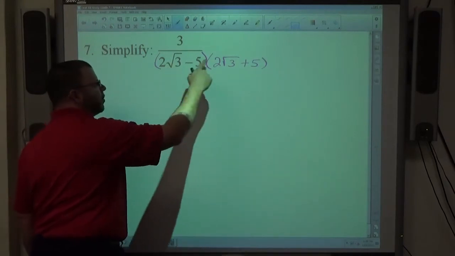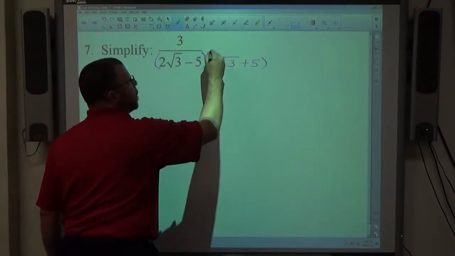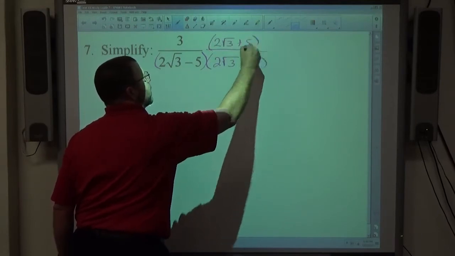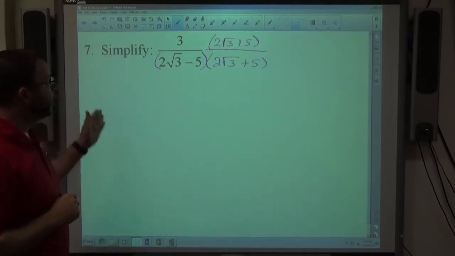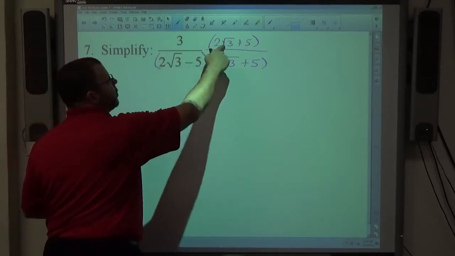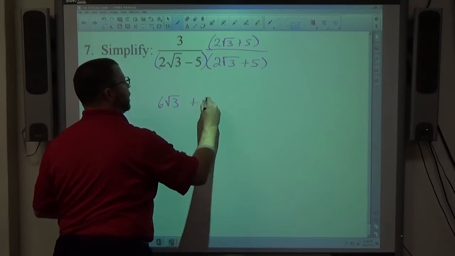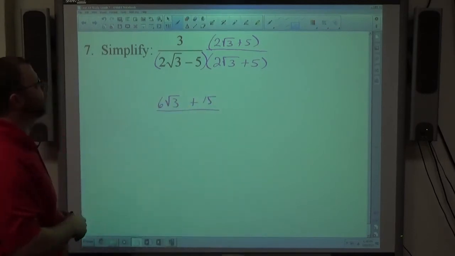Conjugate is same first object, change the sign of the second object. Multiply both top and bottom by that same thing, like so. So if I do top times top, 3 times 2 square root of 3 is 6 times the square root of 3. 3 times 5 is plus 15. That's just a basic distributive property.